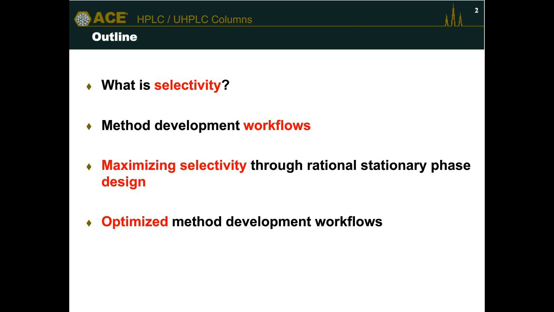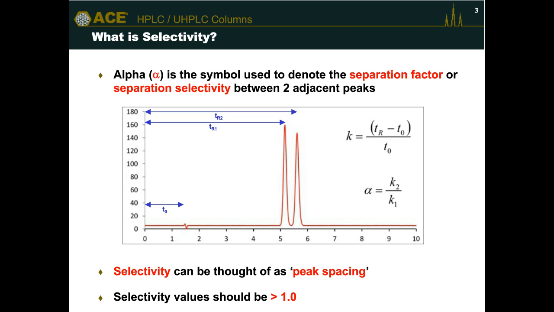So first of all, what is selectivity? Selectivity is denoted by the symbol alpha. Sometimes you hear it described as separation factor or separation selectivity. They all mean the same thing.